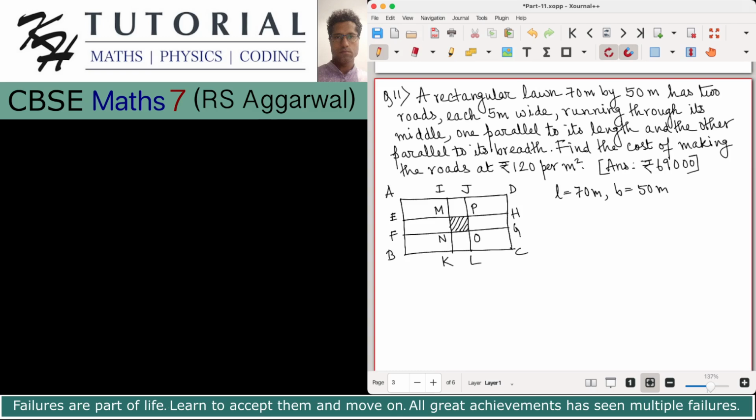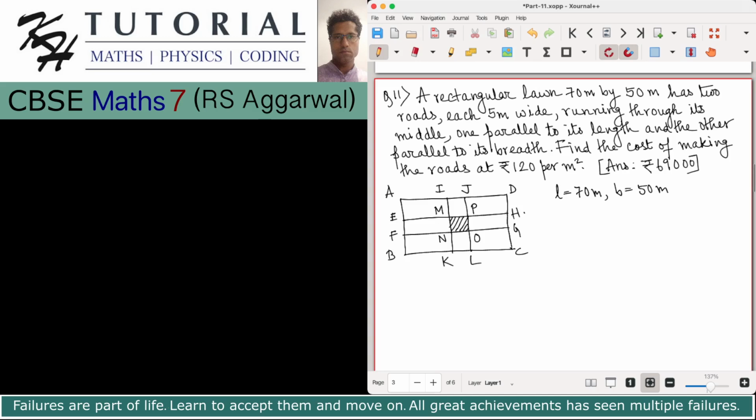So how do we find the area of the two roads? There are various ways where you can find the area of a shaded region. If you have not watched one of my previous videos, I have discussed how to find the area of a shaded region, where the region is composed of two or more rectangles. In this case also the two roads are rectangles and they are having a common, overlapping area.